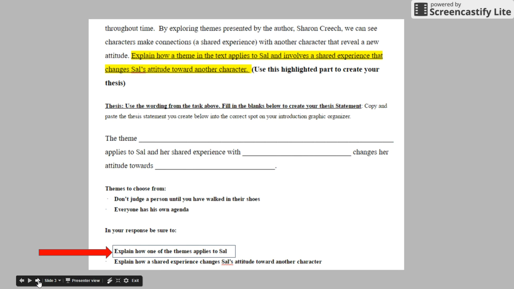Now you're going to be seeing examples from "All Summer in a Day," which is a story you guys read earlier in the year. So we're going to show you how to write a claim, a supporting detail, text evidence, and everything using that story as an example.